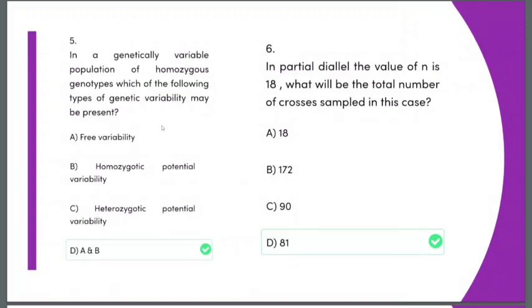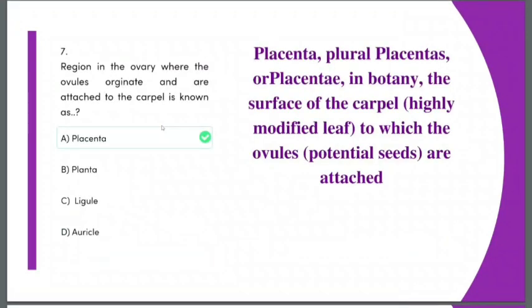So we will use the formula n·s/2 for this question. Here n is given, that is 18, and we will find out s. s is equal to n/2. So n is 18, so 18/2 is equal to 9. We will just put the values of n and s in this formula. So 18 into 9 by 2 is equal to 81. So answer is 81. Now the seventh question.